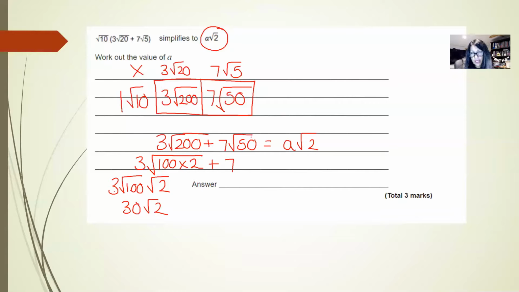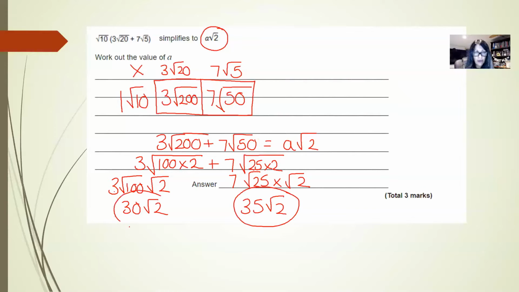Plus, now I need to change that root 50, so I'm going to change that to 25 times 2. And again, the square root of 25, I'm going to write it separately. Obviously, you wouldn't write it on the answer line like me. So root 25 is 5. 7 times 5 is 35. Can you see I've now changed them both into something root 2? And if I add them together, I've got 30 root 2s plus 35 root 2s. So I've got 65 root 2s in total. So I've made it look like what they want. So my value of A must be 65. There it is, done.